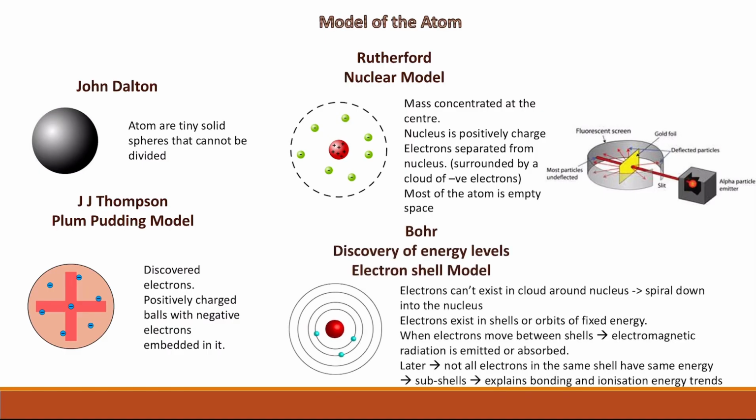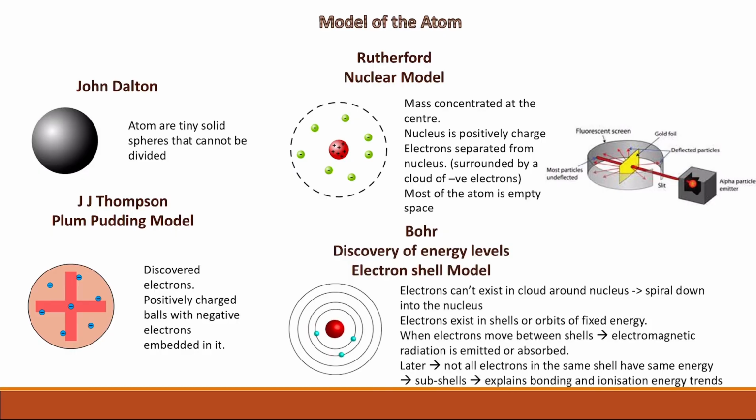And then Bohr came and he discovered the energy levels and he described the electron shell model. So according to the Rutherford model, the nuclear model, the electrons are surrounding the nucleus in a cloud. However, the electrons cannot exist in a cloud around the nucleus because then the electrons will spiral down into the nucleus and this doesn't happen. So Bohr discovered by his experiment that electrons actually exist in shells or orbitals of fixed energy.